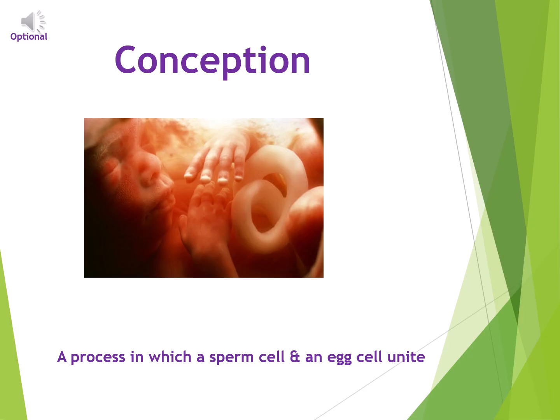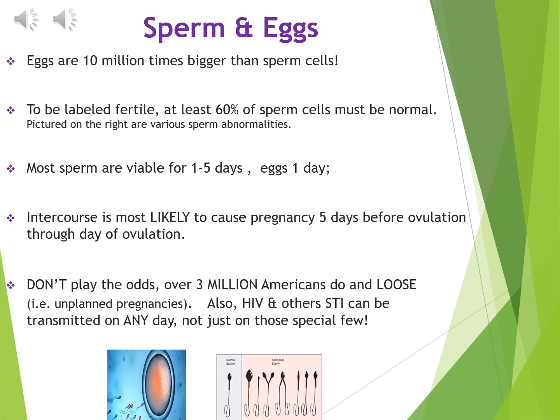In humans, conception is the process in which 1 sperm cell and 1 egg cell unite. That's assuming that there won't be a multiple pregnancy occurring. Most sperm cells are viable for 1 to 5 days, and eggs for typically 1 day. Intercourse is most likely to cause pregnancy 5 days before ovulation through the day of ovulation. But don't play the odds.